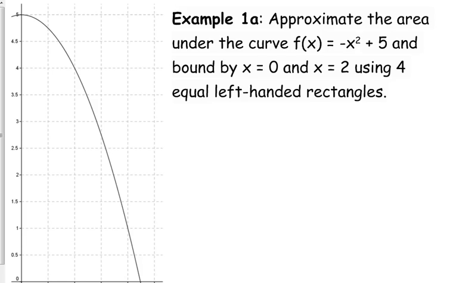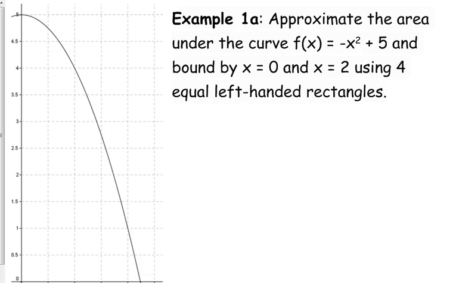Getting there. Okay. But right now, we are going to approximate the area under this curve, which is the function f of x is negative x squared plus 5. It is bound by x equals 0, so that's saying that we start right here on the y-axis. And we're going to end where x equals 2, so we're not going to find all the area under this curve. And we're going to use four equal, what we call left-handed rectangles.